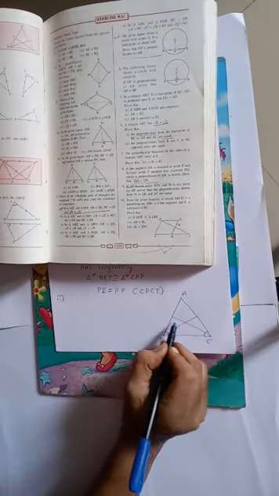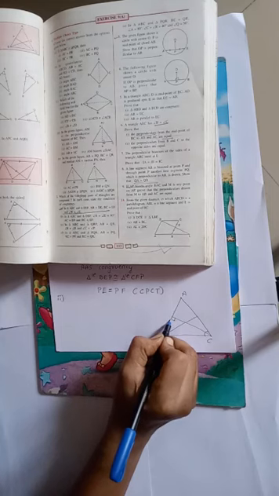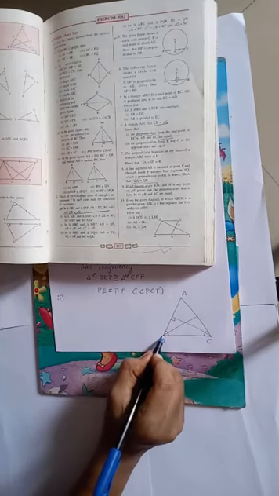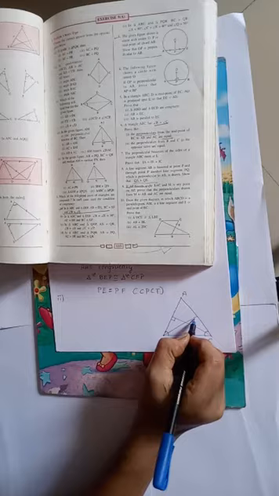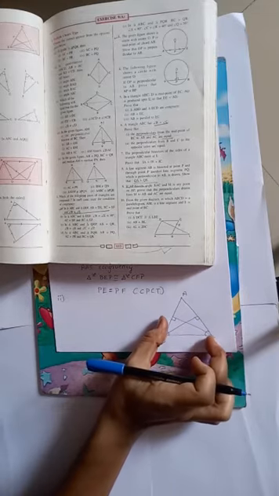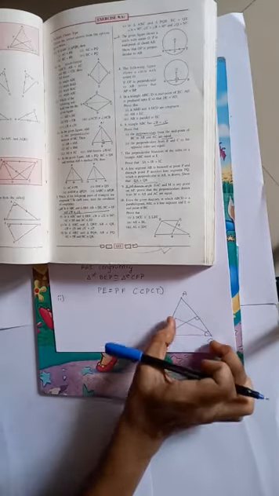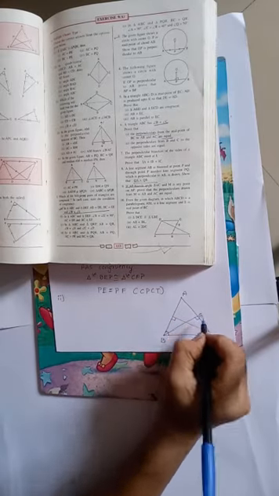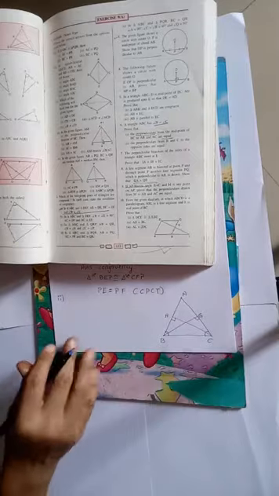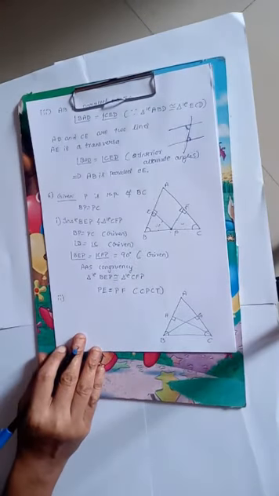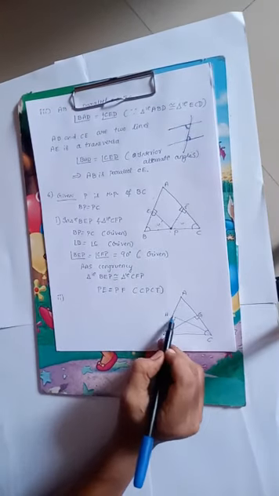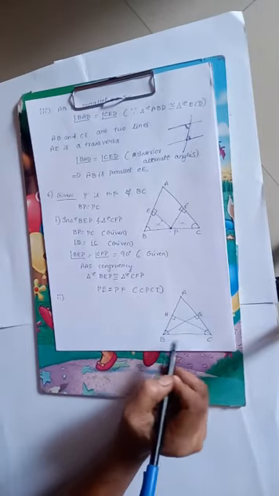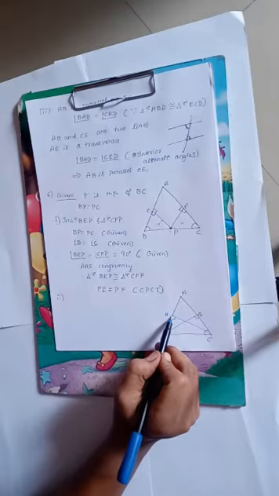Perpendiculars means here, this line is perpendicular to AB. From B, whatever line you draw, this is perpendicular to AC. You need to prove that the lengths of these two lines are equal. Let the points be G and H. You need to prove that BG is equal to CH.